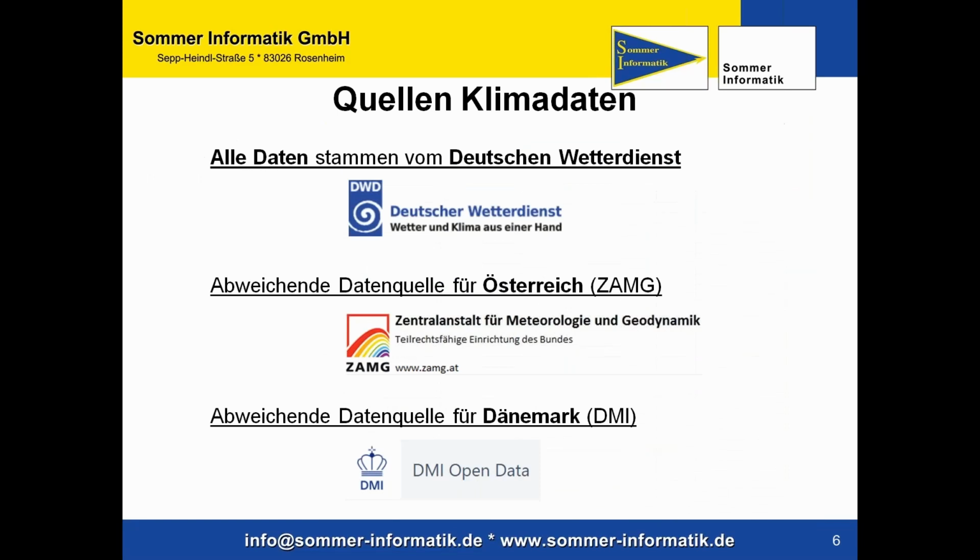What climate sources do we have here? Where does the data come from that is stored in WINTHS? On the one hand, we generally receive the data from the German Weather Service. The exception is the data for Austria, where we use the data from the Central Institute for Meteorology and Geodynamics, and for Denmark we receive the data from the Danish Meteorological Institute.